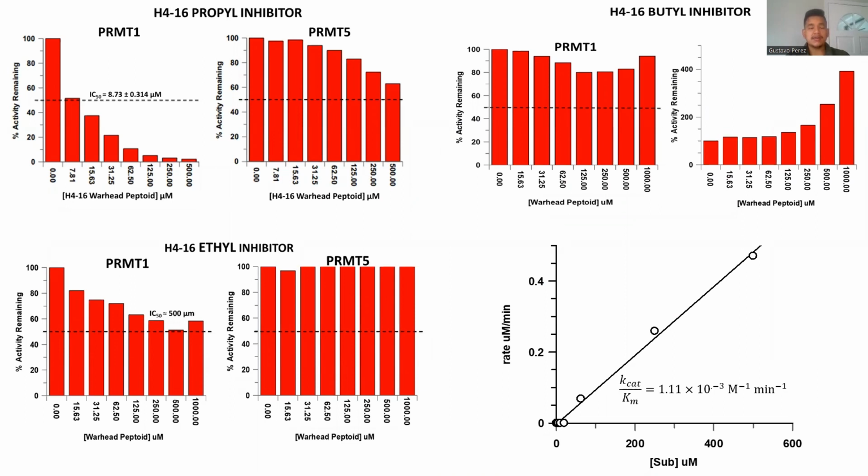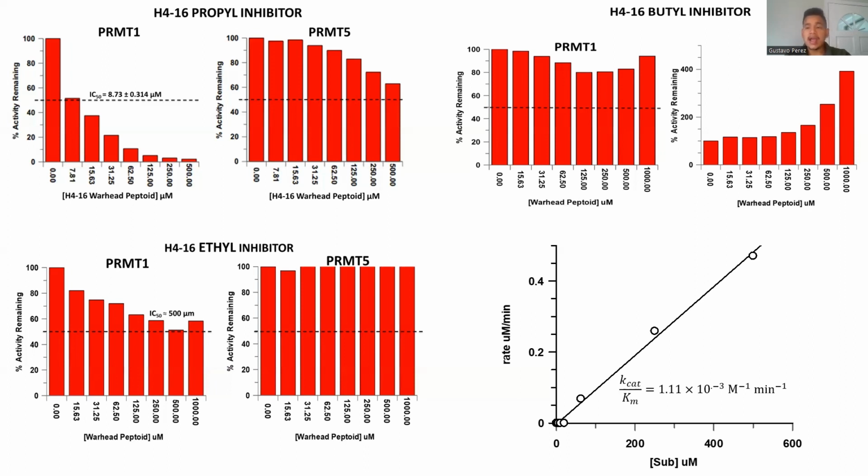Upon completion of synthesis of the H416 ethyl and butyl compounds, I went ahead and ran IC50 assays to determine potency. The data on the top left is the H416 propyl data that we obtained from Brecker et al. 2022, which reports that to reach 50% activity, we needed 8.73 micromolar of the compound, therefore being a great inhibitor. With the ethyl data, we saw decreased potency because we needed 500 micromolar to reach 50% activity, therefore being a poor inhibitor. However, it still retained selectivity, as we see it didn't inhibit PRMT5.